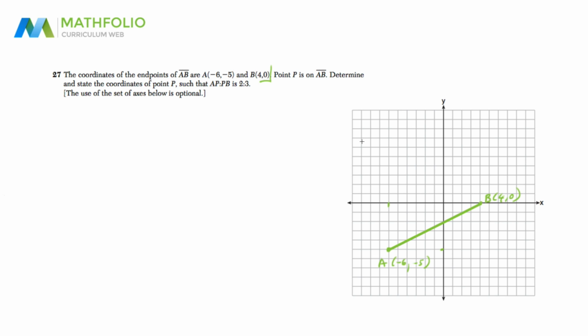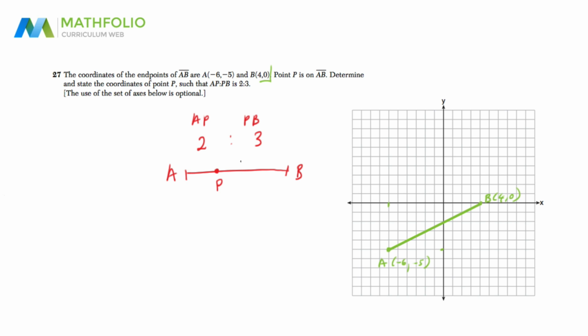All right. So now the question asks us, point P is somewhere on AB. So P is somewhere on this line segment. And it says determine and state the coordinates of point P such that AP to PB is 2 to 3. All right, so we've got A, and then B, and P is somewhere in between them. Now the ratio of these parts are 2 to 3. So therefore P is going to be a little closer to the A side because this ratio is AP to PB. So therefore P has to be slightly closer to A.